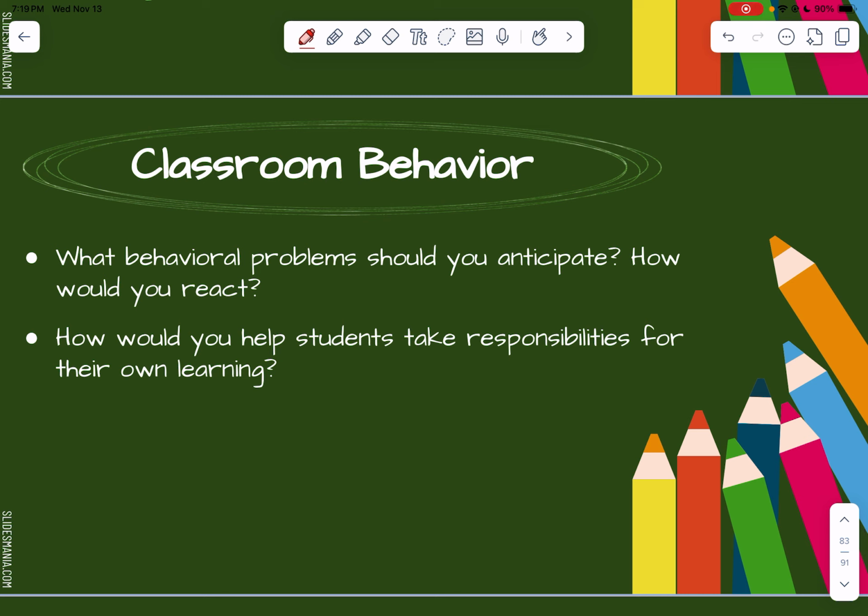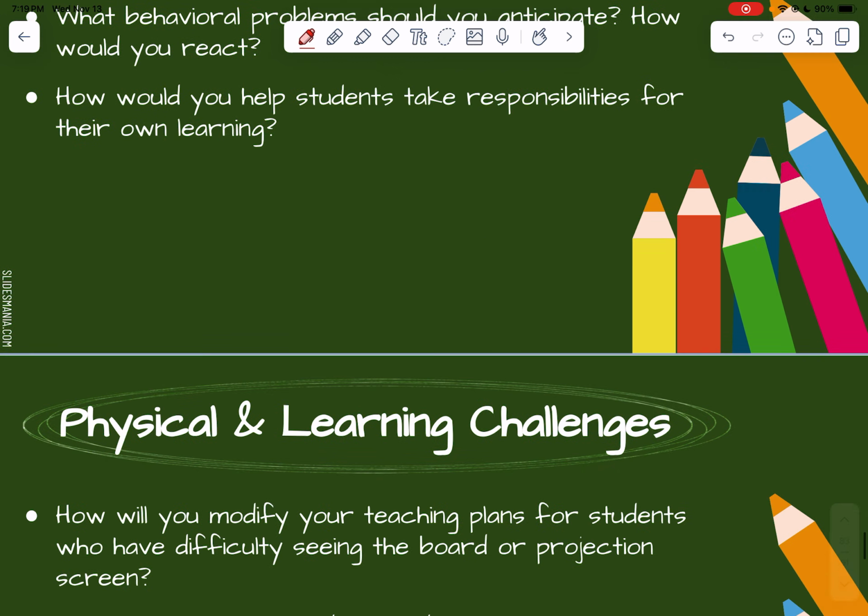The other thing is classroom behavior. What behavioral problems should you be anticipating? And how would you react when those behavioral problems arise? How would you help students take responsibility for their own learning? How can you get them invested so they feel valued and that they want to learn?